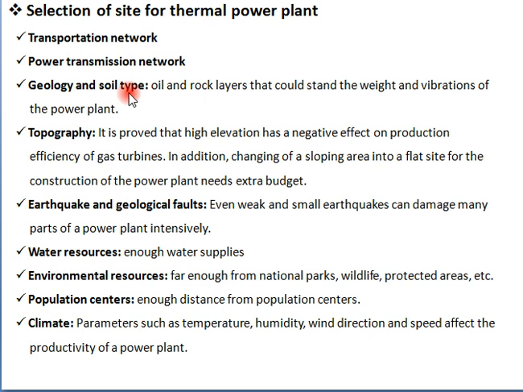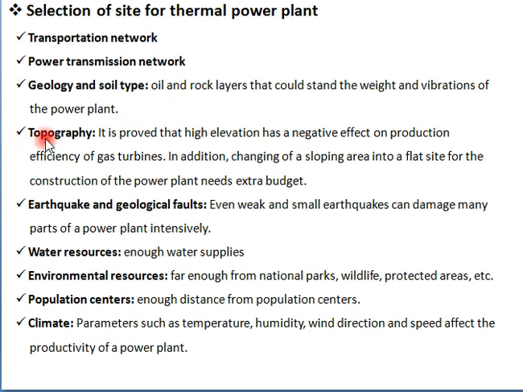Then we can say geological and soil type. The area where you locate your power plant should be made up of soil and rock layers, because if the soil is very soft, it does not sustain the weight and vibrations. So the area where your plant is located should be made up of rock layers, so it can easily sustain the weights and vibrations produced by the different components of the power plant. So the geological and soil type benefits must be there.